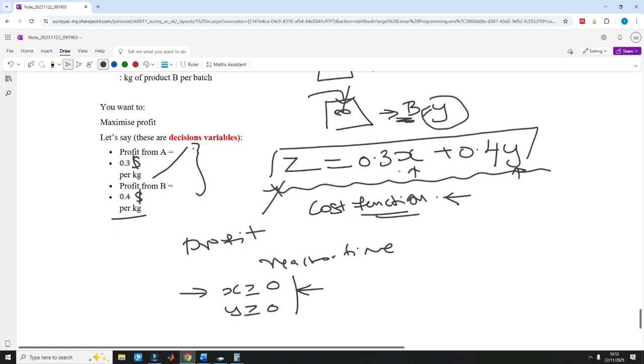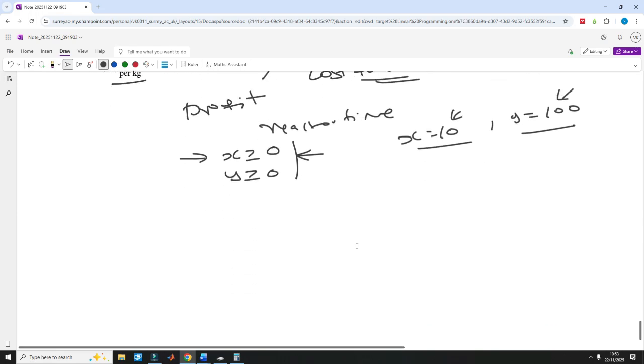If you really plot, we can choose any value of x. X can be 10, y can be 100. There is no limit, depending on how many kilograms of A and how many kilograms of B you produce. You can produce even 1000 kgs per day or 100 kgs per day. There is no condition set for this type of problem, which means your profit can increase.